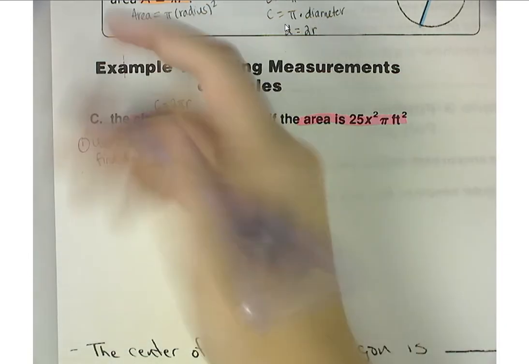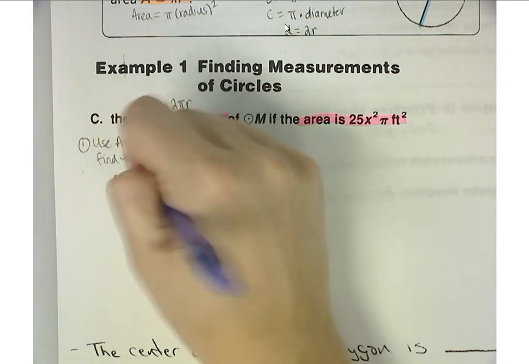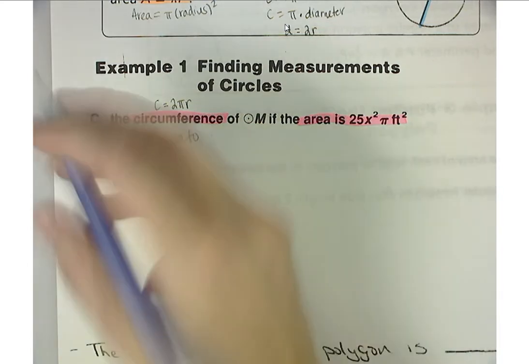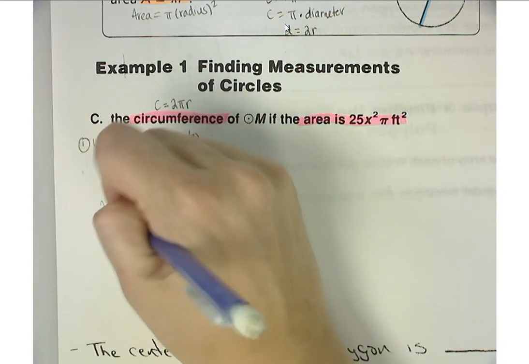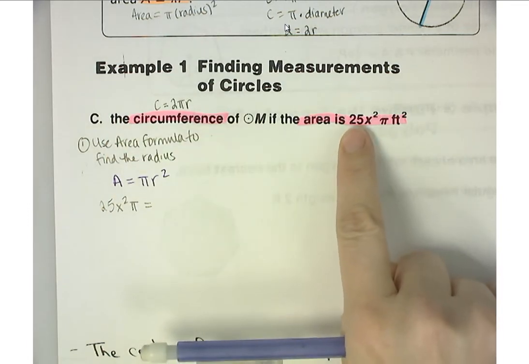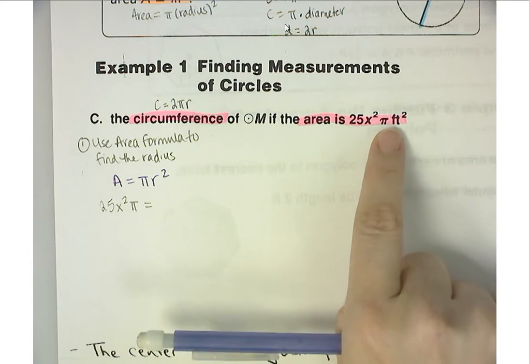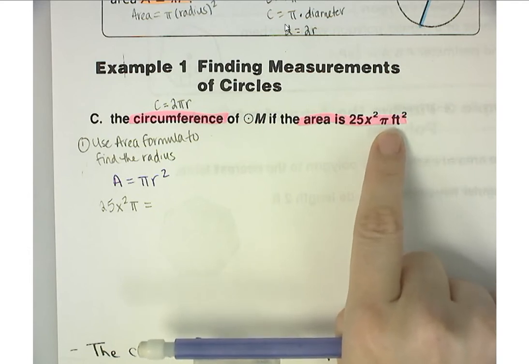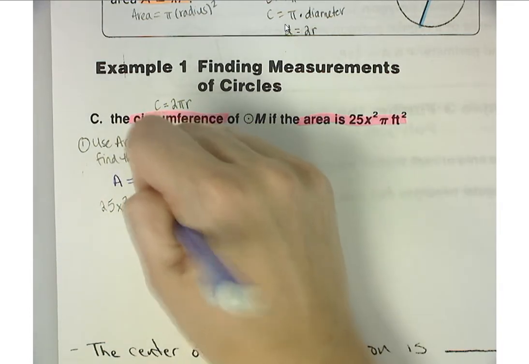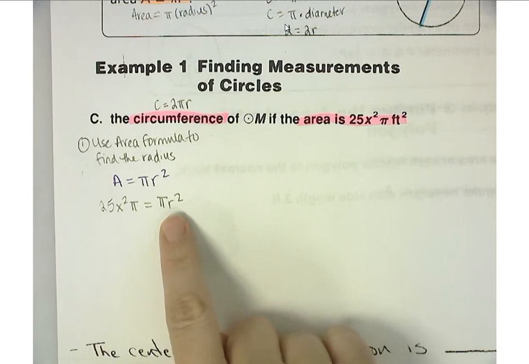Okay, so we know that the area of a circle is equal to pi r squared. I also know what the area is. The area is 25x squared times pi. So they tell us the area is 25x squared pi. The feet squared is going to tell you what your unit is for this, so the unit's going to be measured in feet, and we're definitely going to put that on at the end. So that's going to equal pi r squared. Remember, I'm trying to solve for r.